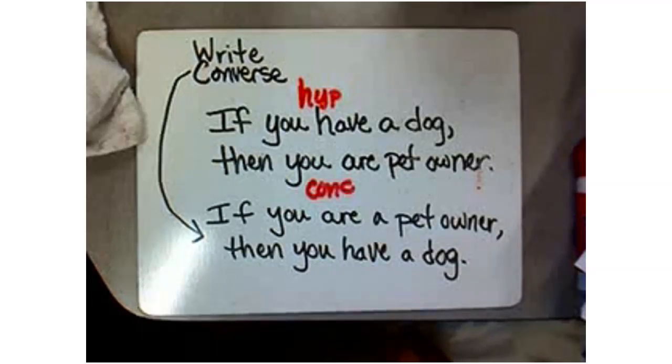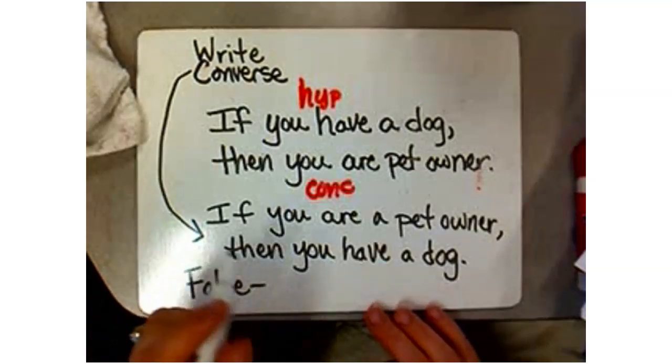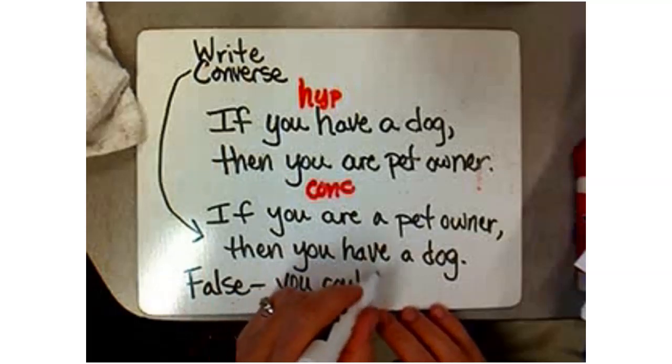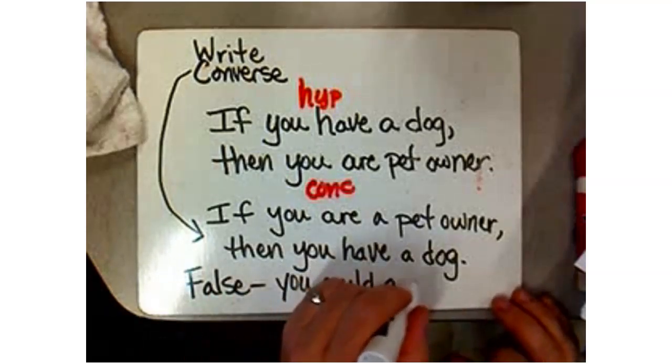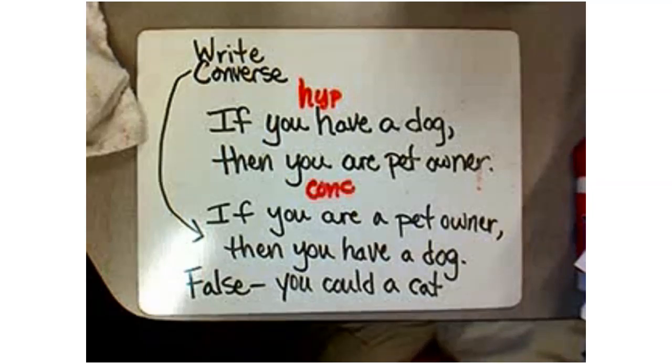So now, is that true or false? If you are a pet owner, then you have a dog. I would say that's false. It's false, and so you have to provide a counterexample. Why is it false? Because not everyone has a dog. Exactly. You could have a cat, a bird, a fish, a horse, a chicken. So there are your counterexamples, right? You could definitely provide more than one counterexample.